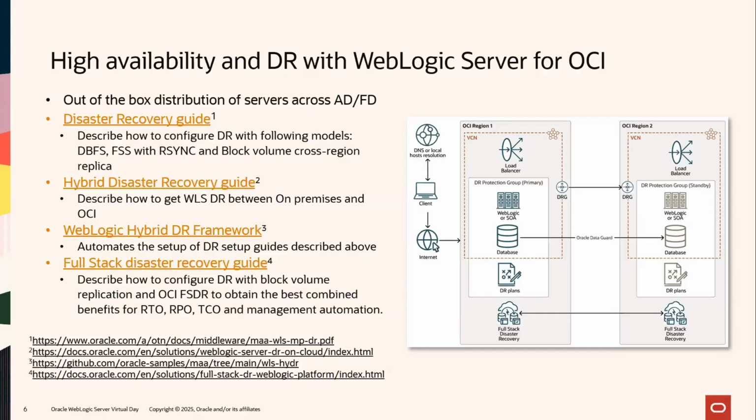Once you have the disaster recovery guide implemented, meaning you have a secondary region, as the picture depicts, then you can configure full stack disaster recovery, which allows you to use the OCI Full Stack Disaster Recovery service to get the best combined benefits that Oracle can offer to automate the replications and the switch over in case of an emergency. However, we also have another 2 options, which is the hybrid disaster recovery guide number 2.